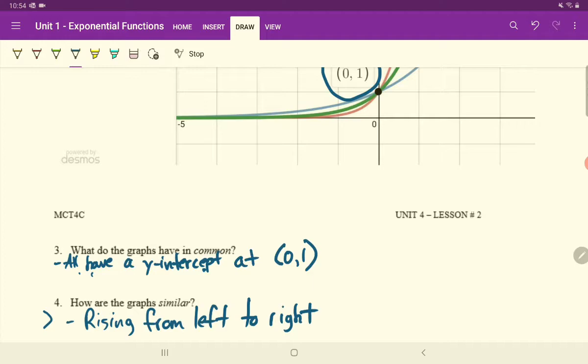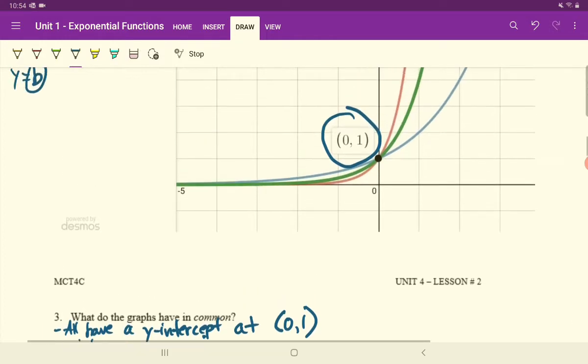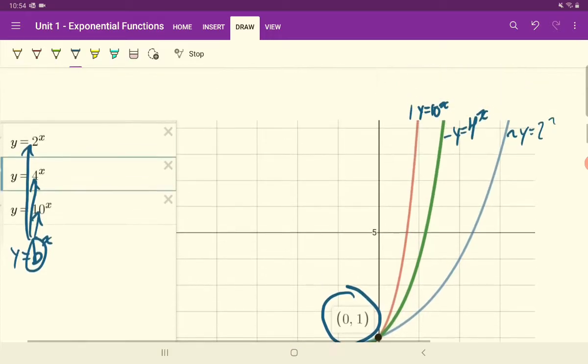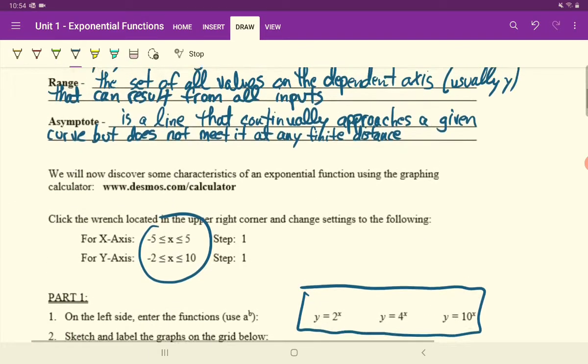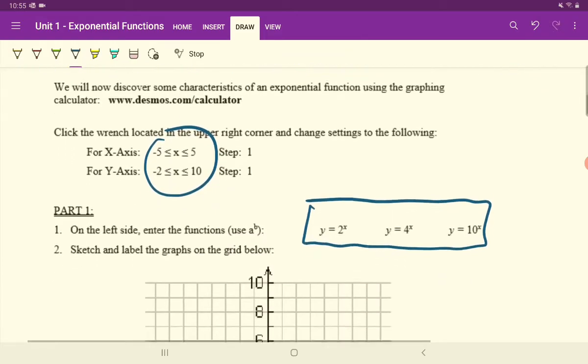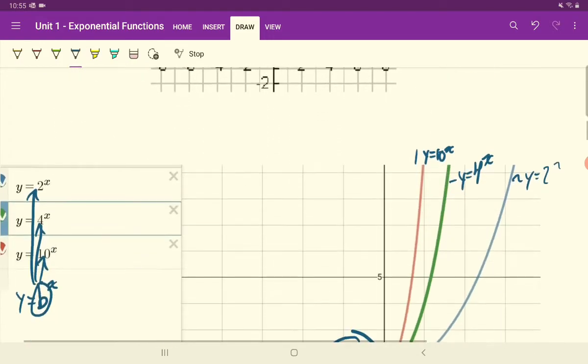There's something else that's the exact same for all three of these graphs, which I haven't discussed with you yet. And that's an idea in math called an asymptote. Up here, I did not discuss this definition with you yet, but right here is a definition of an asymptote. It is a line that continually approaches a given curve but does not meet it at any finite distance. You're probably looking at that and thinking you have no clue what that means. I think the best way to explain it is to actually look at the graph itself and make sense of it that way.